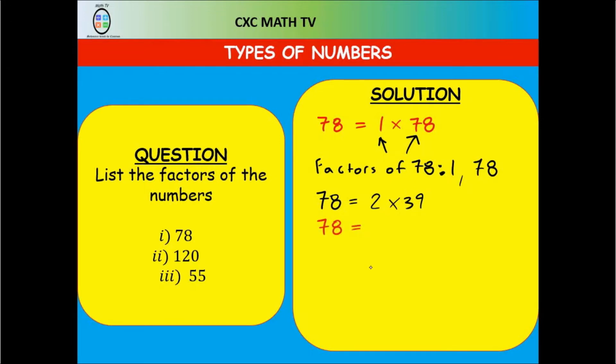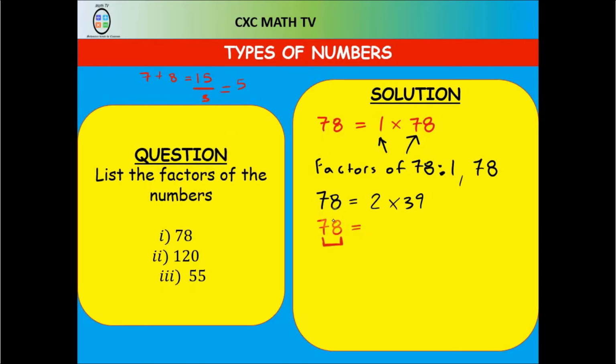Now, 78. Can 3 be divided into 78? There's a quick way to determine if 3 can be divided into 78. Now, don't worry, we're going to make a video on that. Whenever you have a number, if you add the two digits of that number, so when you add 7 and 8, you get 15. Now what we're saying is if 3 can go into that added number, yes, 15 divided by 3 is 5. Then in that case, 3 can also go into 78.